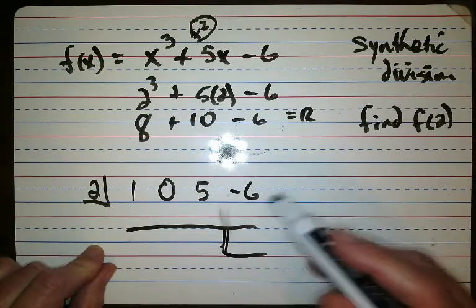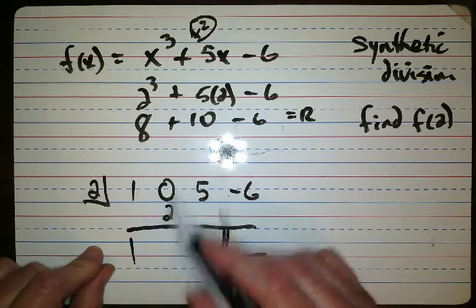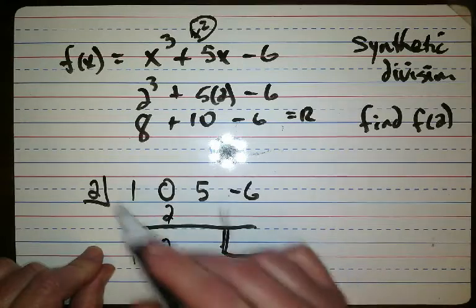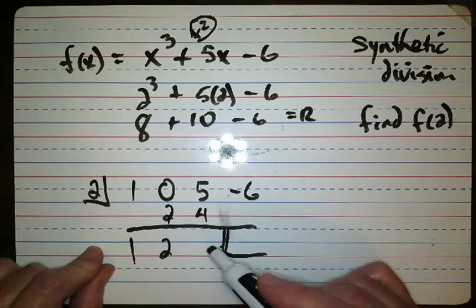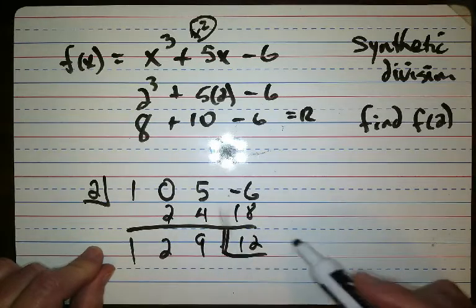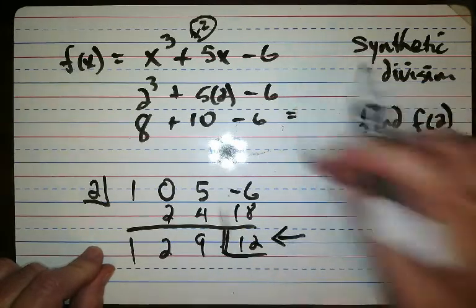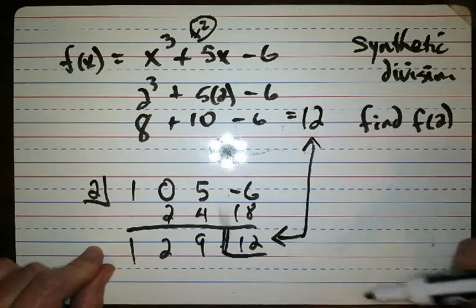I'm going to have my remainder. So 1 drops down, times 2. Add, that's 2, 4, that's 9, 18, that's 12. Oh my goodness, 12. It's the same thing, right?